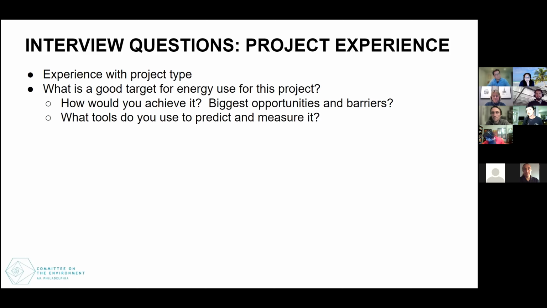Again, just as a way to establish some common values and a common approach to how we're looking at the project. So I'm not going to read every single one of these questions to you on the screen because I know that you can read them yourselves, but generally we want to establish what experience they have with the specific project type that we're pursuing and what they feel like a good energy benchmark and target would be to set for that type of project.